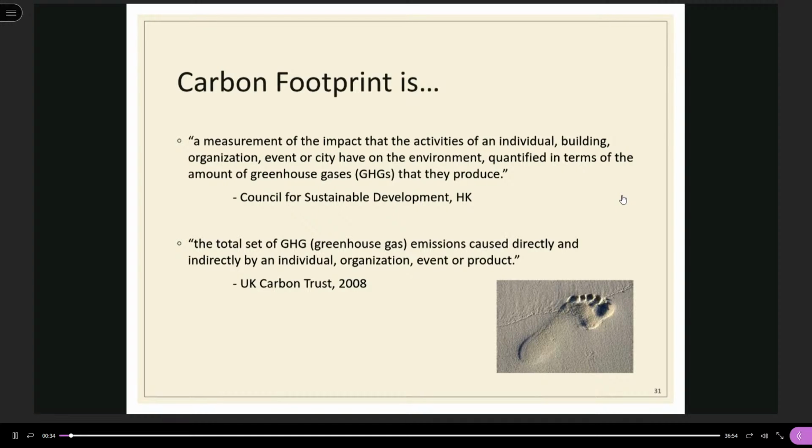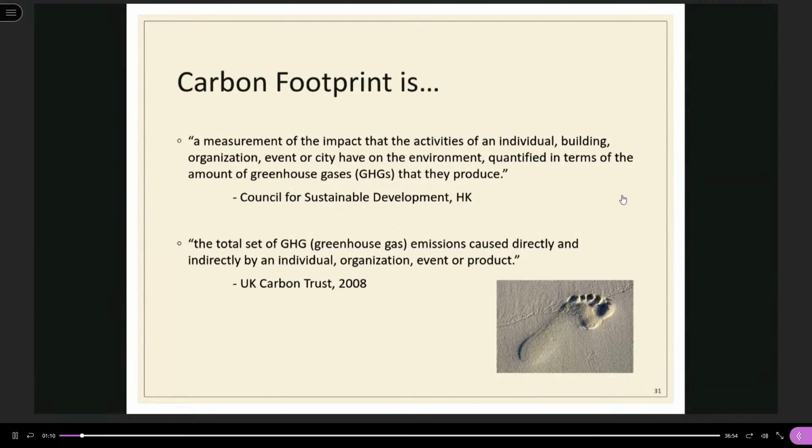So carbon footprint is a measurement of the impact that the activities of an individual, a building, an organization, an event, or a city have on the environment, quantified in terms of the amount of greenhouse gases that they produce. So when we ask what your carbon footprint is, it means what is the amount of greenhouse gases you produced.